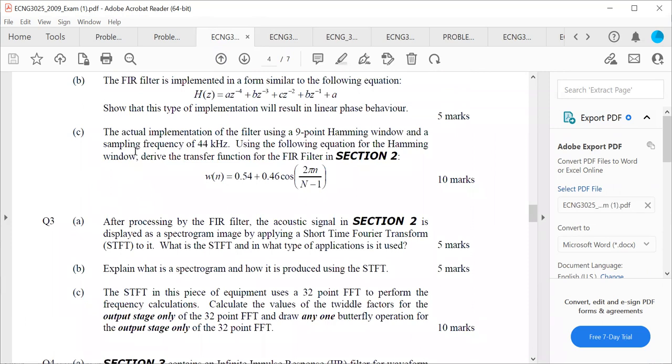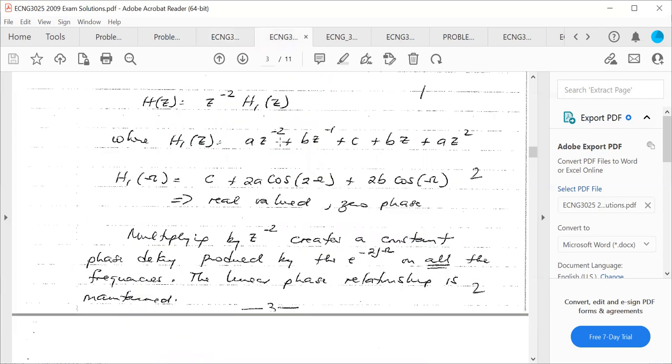And then for this one, part C was to implement it using a 9-point Hamming window and a sampling frequency. Two questions came up that I saw on the Google Doc, both related to this. The first one is that to maintain the symmetrical transfer function behavior that we have here, a 9-point window is going to have to run from minus 4 to plus 4, including 0. So the terms will be minus 4, minus 3, minus 2, minus 1.